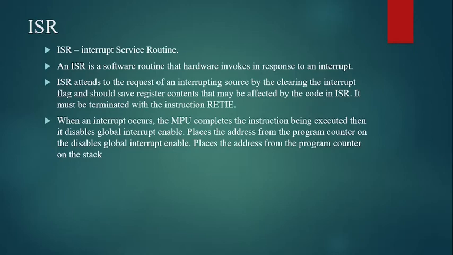When an interrupt occurs, the microprocessor unit completes the instruction being executed, then it disables global interrupt enable, places the address from the program counter on the stack. Next, return from interrupt.